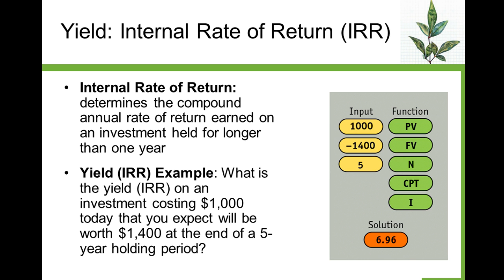Let's say you had an investment costing $1,000 today, and it'll be worth $1,400 at the end of 5 years. Now, using your Texas Instruments calculator here, you could find the yield. Of course, present value is $1,000, future value is $1,400, number of years is 5, and you compute the interest, and it's 6.96. As long as this meets the return you're looking for, given this type of investment and your risk, it would be acceptable. If you're looking for a higher return, then you would probably not pick this particular investment.